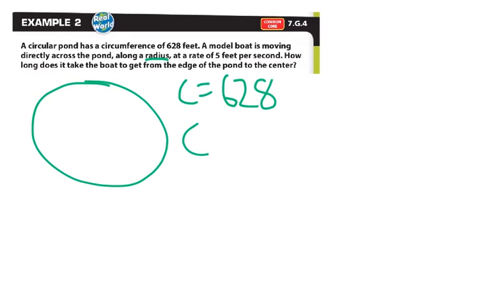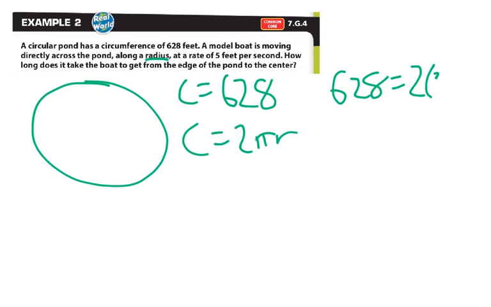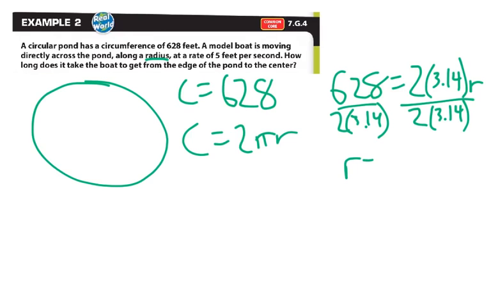And so circumference is equal to 2 pi r. 628 is equal to 2 times 3.14 times r. Divide by 2 times 3.14, divide by 2 times 3.14. And r is equal to 100. All right, now we're told that this little model boat is moving directly across the pond along a radius at a rate of 5 feet per second.